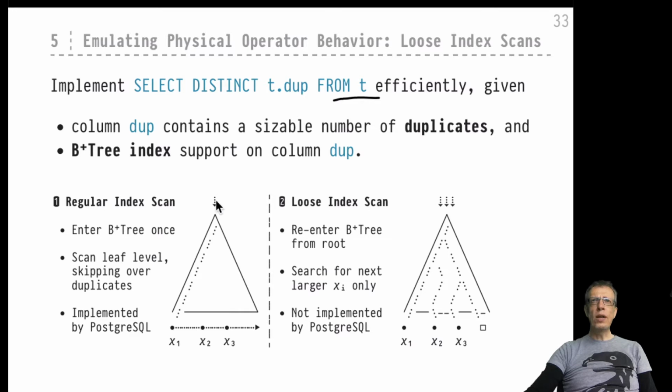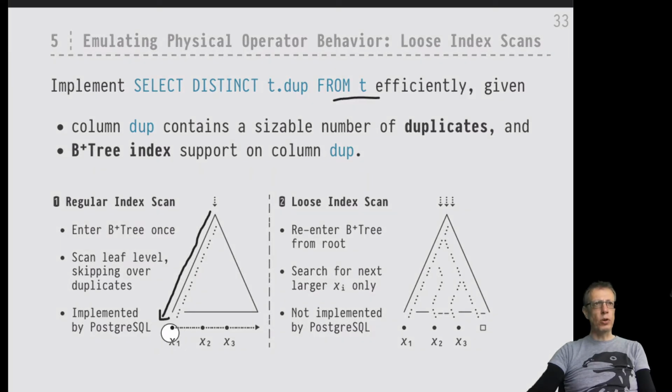If we follow the leftmost path in such a search tree, and this search tree is organized by t.dup values, always following the leftmost pointers in the internal nodes, then at one point we will hit this spot here, the value x1, which will be the minimum t.dup value found in table T. So the search tree will help us locate the minimum t.dup value in table T very efficiently. This is something that's easily done.